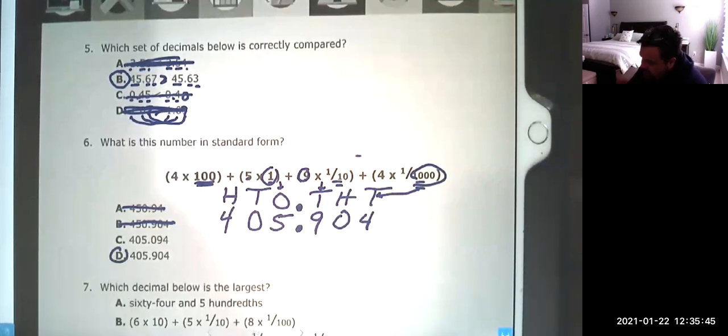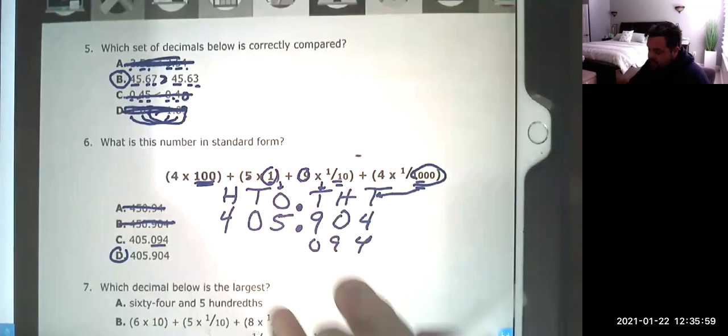It would be D. Now, remember, if you don't pay attention and you just put in a placeholder here, they try to trick you, because if you put the 0, 9, and 4 and you get mixed up in your place values, you'd think C would be the answer.